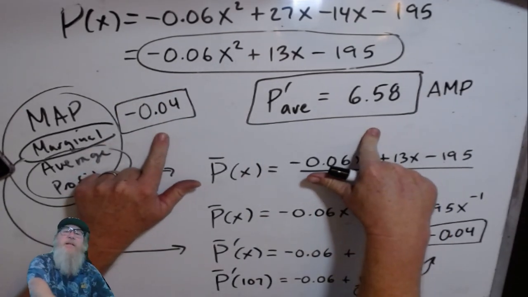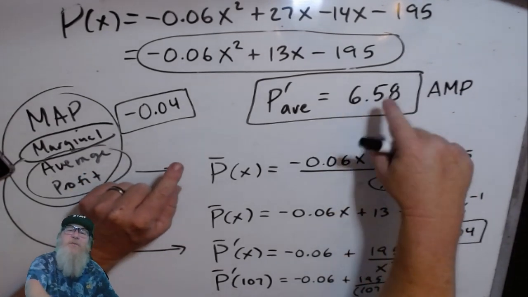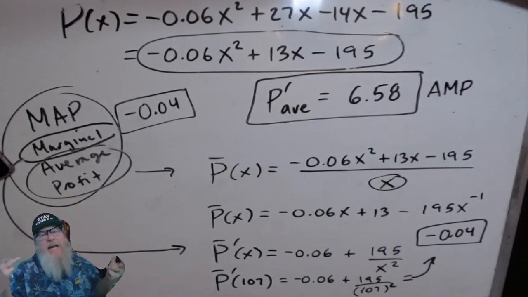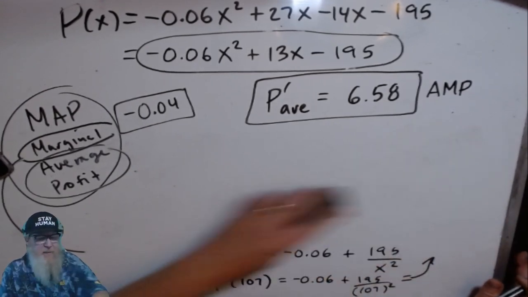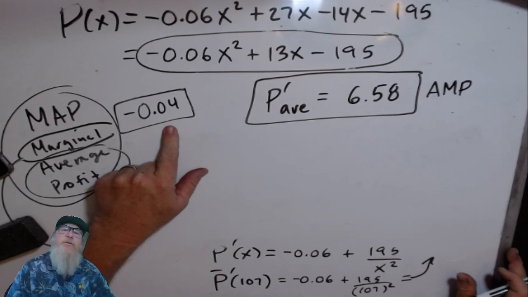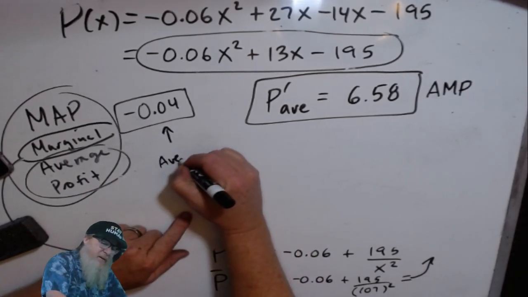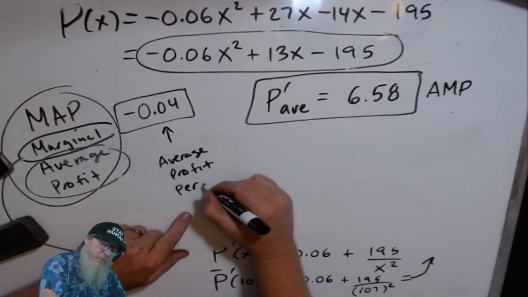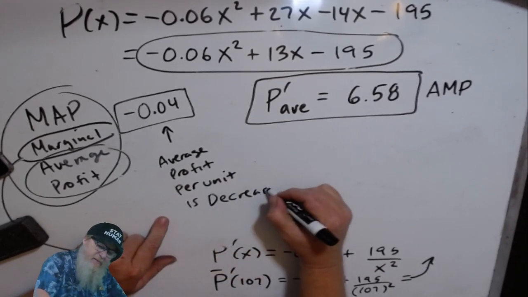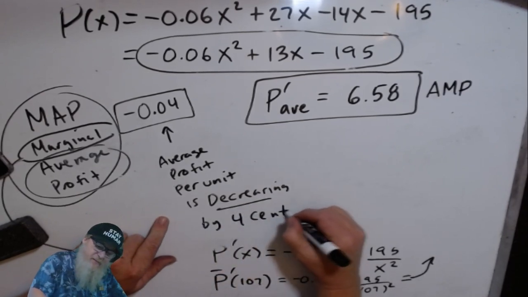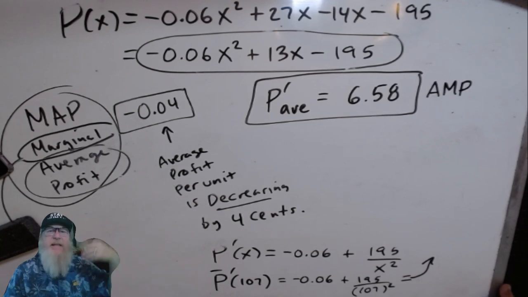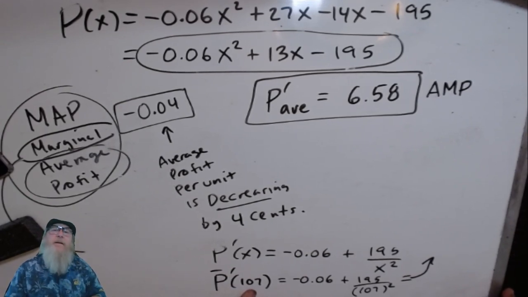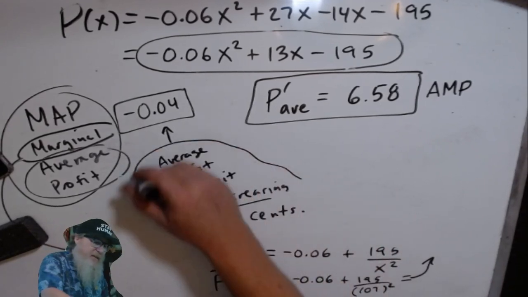And notice the difference between these numbers, right? Again, this represents an area, so to speak. Well, it's an area divided by the width. So if you think about the results of this, this is sort of the rate of change of the average, right? So we're saying that the average profit per unit is decreasing by 4 cents. So every time I make another one, I have to make it, then I have to sell it. And remember, this is for 107 units. So at this point, the average profit per unit is decreasing. That's what the MAP tells you.